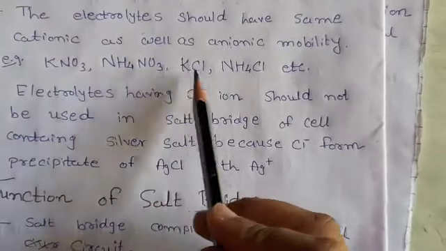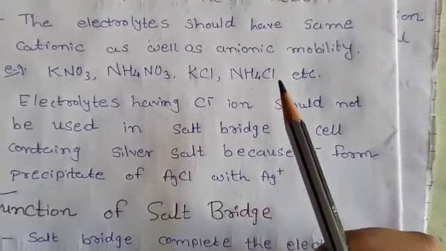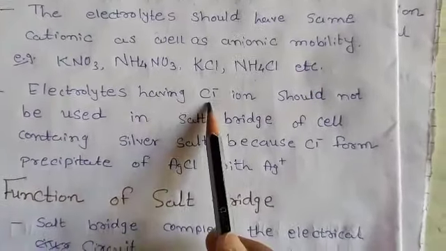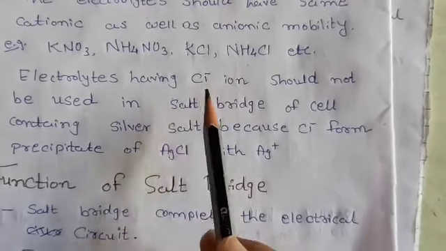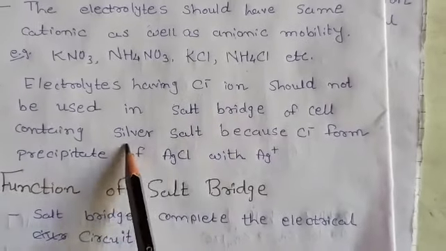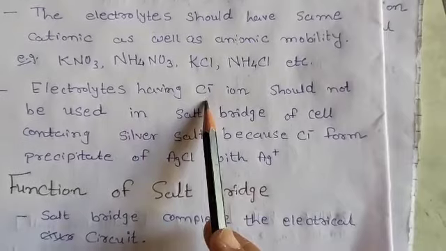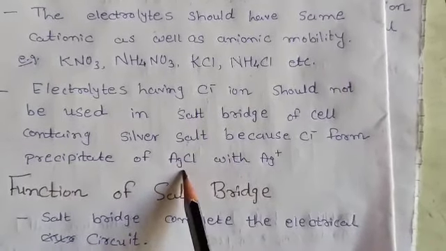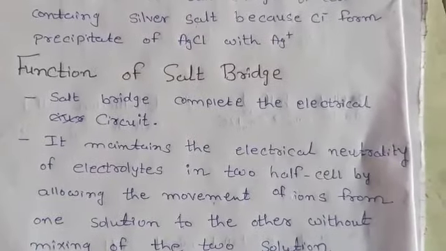So we can use KNO3, NH4NO3, KCl, NH4Cl type of electrolyte as the inert electrolyte, right? We can't use a Cl- ion containing electrolyte when using a silver cell, because that Cl will combine with Ag and give a precipitation of AgCl, right?